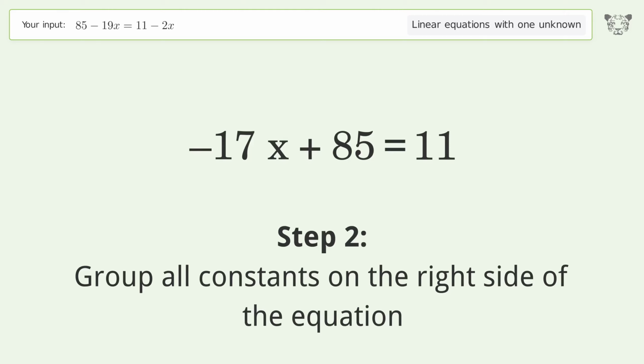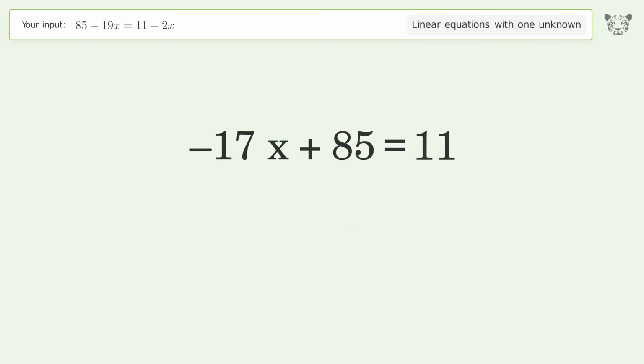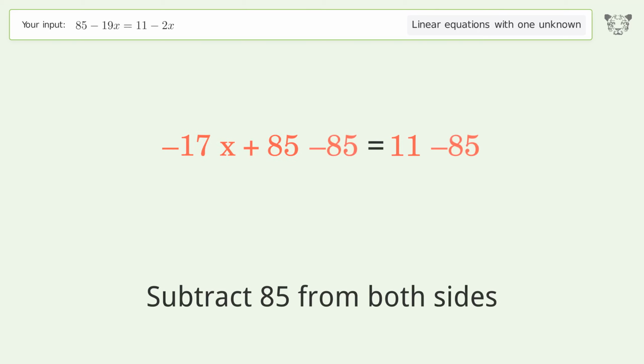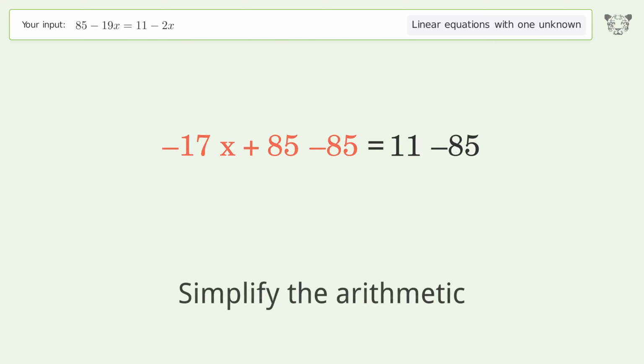Group all constants on the right side of the equation. Subtract 85 from both sides. Simplify the arithmetic.